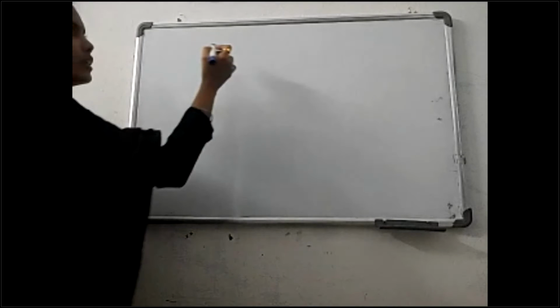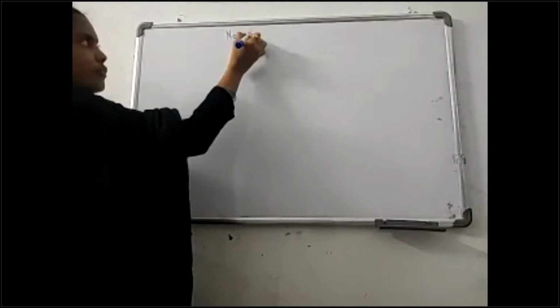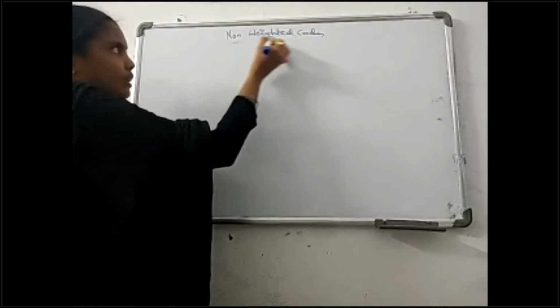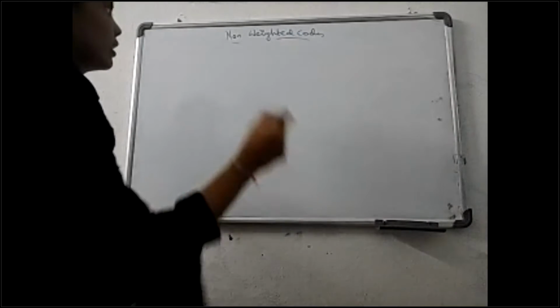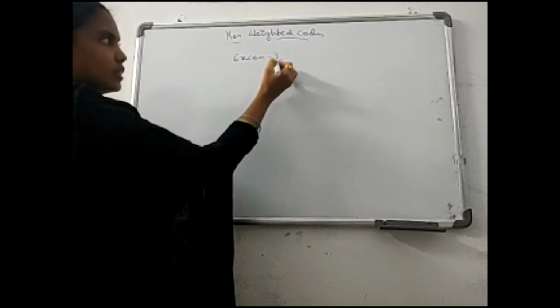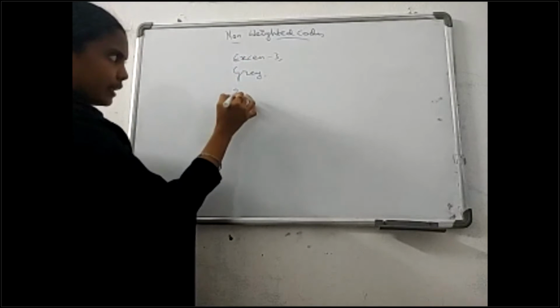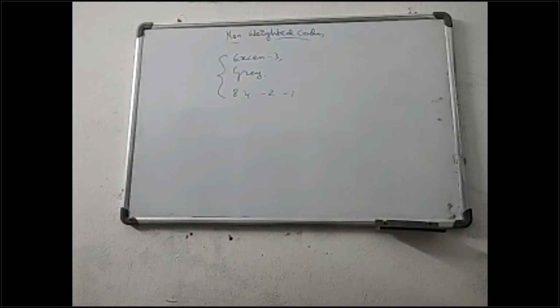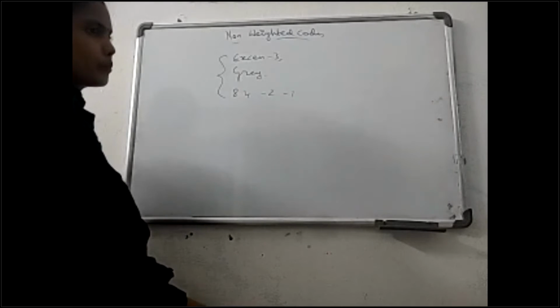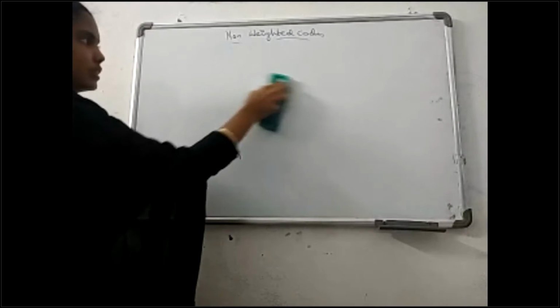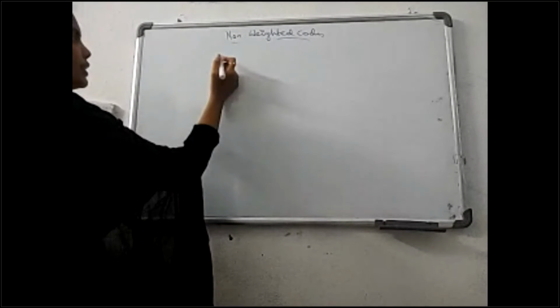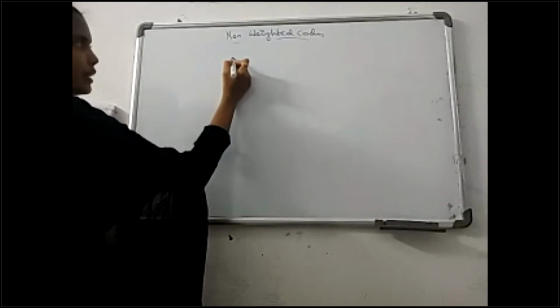Now let us see non-weighted codes. So non-weighted codes are the Excess-3 code, Gray code, and 8421. All these are non-weighted codes because there is no weight. Okay. So let us see the Excess-3 code. The Excess-3 code is nothing but a code obtained by adding 3.